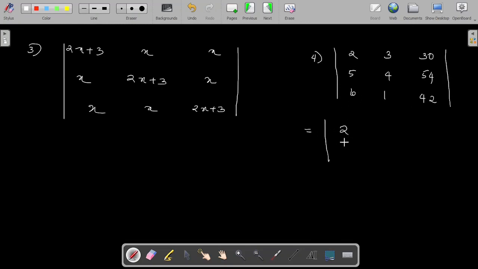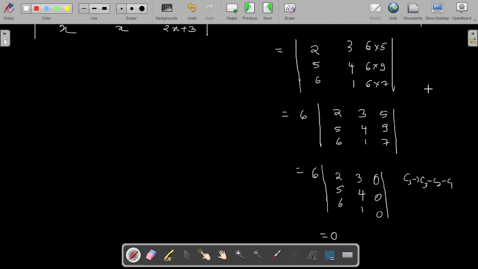This we will write as 2 5 6, 3 4 1. Then the last column is written as a multiple, because there is a common factor. 6 5 6, 6 is the common factor. So here 6 is the common factor, and when 6 is the common factor, you can take it outside. Then the remaining is 2 5 6, 3 4 1, 5 9 7.